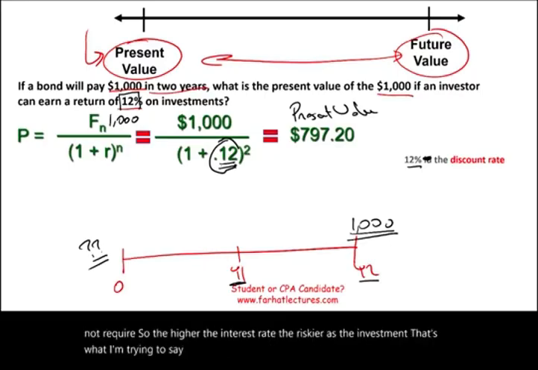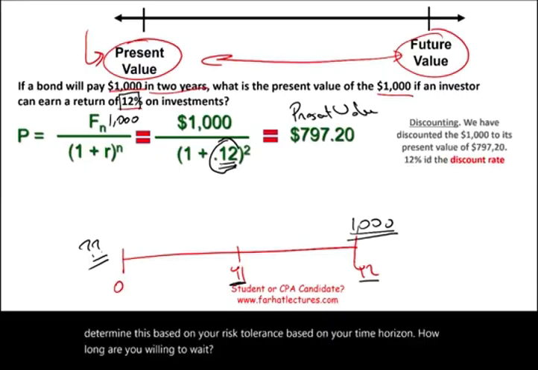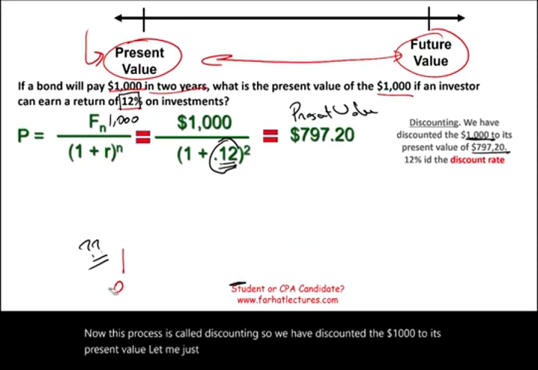But in the real world, you will determine this based on your risk tolerance, based on your time horizon. How long are you willing to wait? Now, this process is called discounting. So we have discounted the $1,000 to its present value. Let me just show you the math. This way hopefully you'll be more comfortable with this idea.